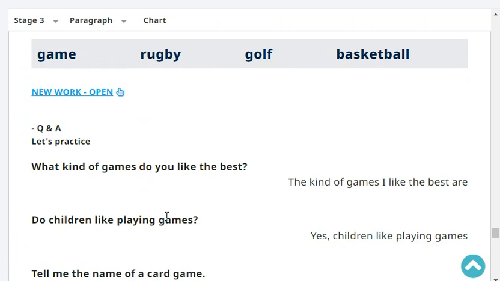What kind of game do you like best? I like poker the best. Very good. Do children like playing games? Yes, children like playing games. Very good.